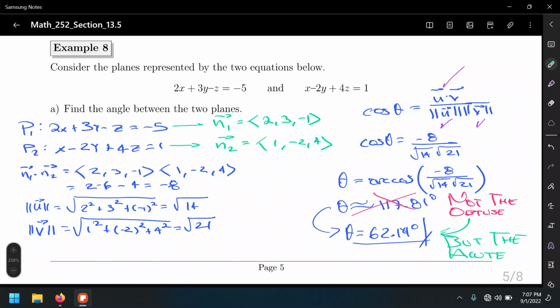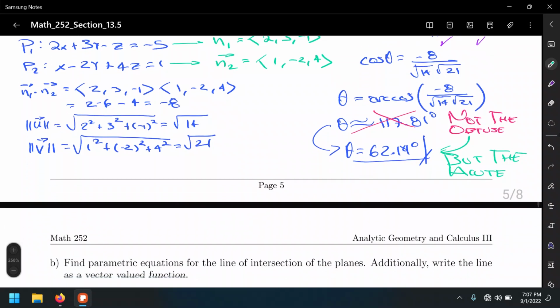For the second part of the problem, it turns out that the two planes intersect. That means there's an angle in between them. So they're going to intersect at some line again. Let's go back to the visual here. We are going to find the equation of this line that represents the intersection between the planes.